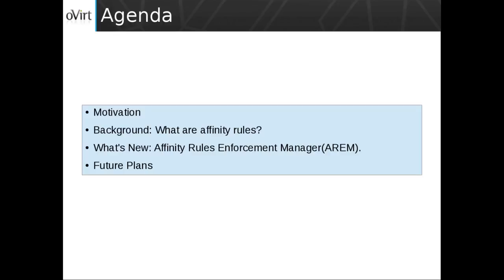Then we are going to move to the what's new part, and in that part I'm going to explain how we address the problems you saw in the background part. We are going to do it using the new feature, the Affinity Rules Enforcement Manager, and we also have the new contradiction check, which uses a new algorithm called the Unified Affinity Group algorithm, and I'm going to get into that later also. After that, I'm going to move to the future plans, and in the future plans section I'm going to explain what we are planning for this feature.